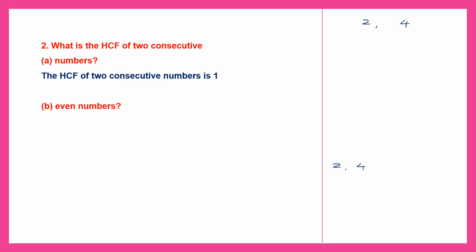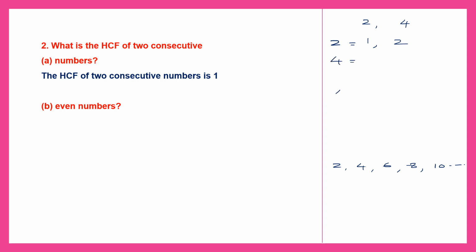Now 2, 4, 6, 8, 10 and so on are all even numbers. Consecutive means that they come next to each other. So I took 2 and 4. You can take 4 and 6 or 6 and 8, 8 and 10 or anything. So here we have taken 2 and 4. Now let's write all the factors of 2. All the factors of 2 are 1 and 2. Let's write all the factors of 4.